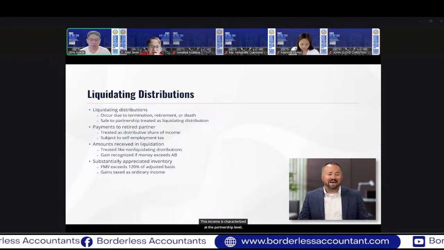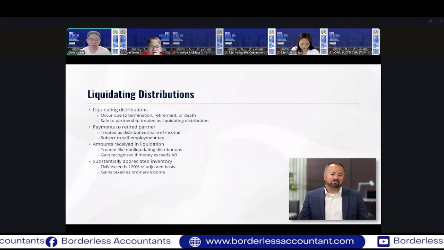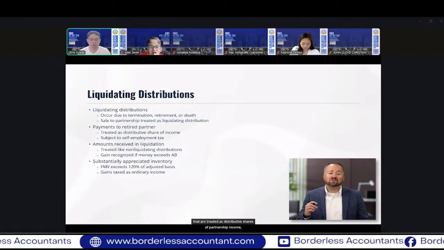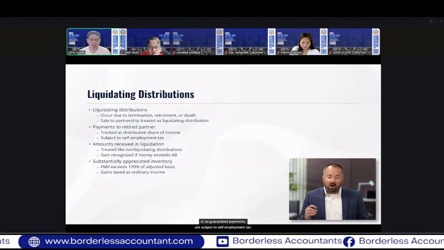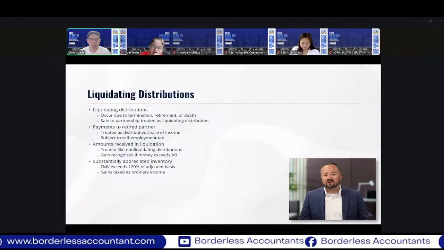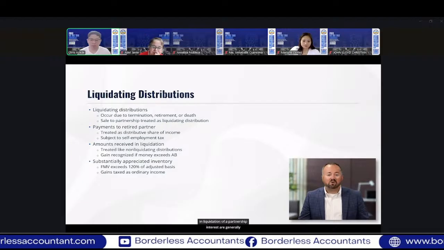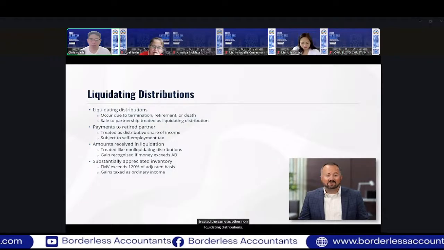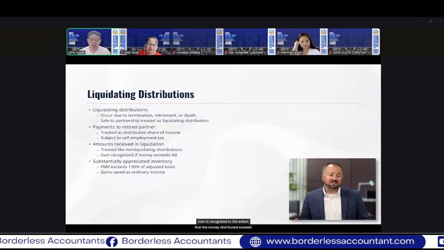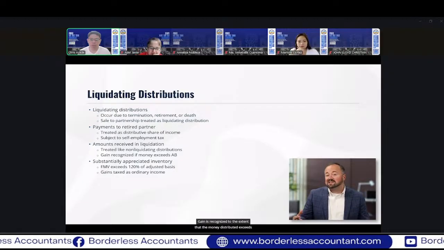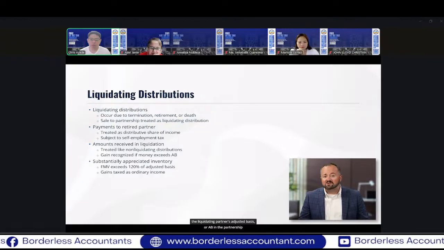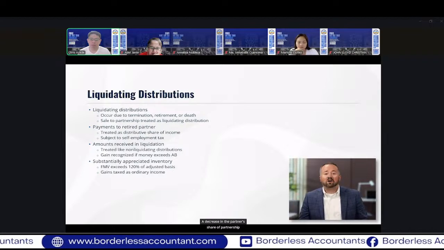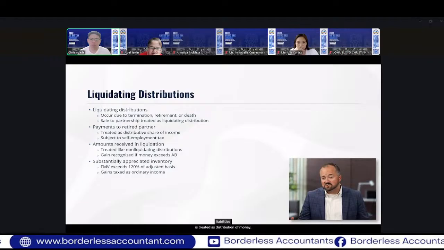This income is characterized at the partnership level. Payments to a retiring partner in liquidation of an interest that are treated as distributive shares of partnership income or as guaranteed payments are subject to self-employment tax. Amounts received from the partnership in liquidation of a partnership interest are generally treated the same as other non-liquidating distributions. Gain is recognized to the extent that the money distributed exceeds the liquidating partner's adjusted basis, or AB, in the partnership interest immediately before the distribution. A decrease in the partner's share of partnership liabilities is treated as distribution of money.